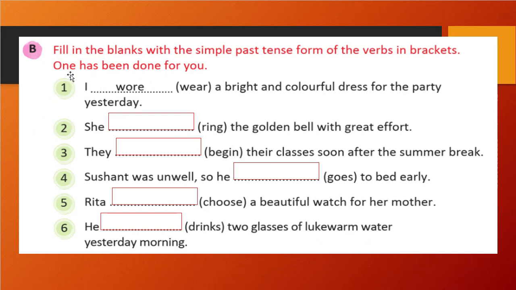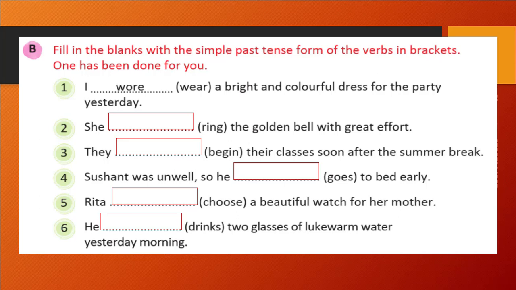That is exercise B: fill in the blank with the simple past tense of the verb in the bracket. What we need to do here? We need to use the simple past tense. Wherever you can see here, verbs are given. You observe here, yes, right? So we need to write it with the simple past tense in this box. That is the exercise. So if you know the simple past tense, you can write.